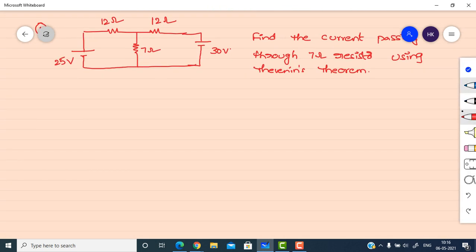Now let's see how you can calculate the current passing through the 7 ohm resistor using Thevenin's theorem. You can apply superposition theorem also for this. But if it is mentioned in the problem using Thevenin's theorem, you have to use Thevenin's theorem only.